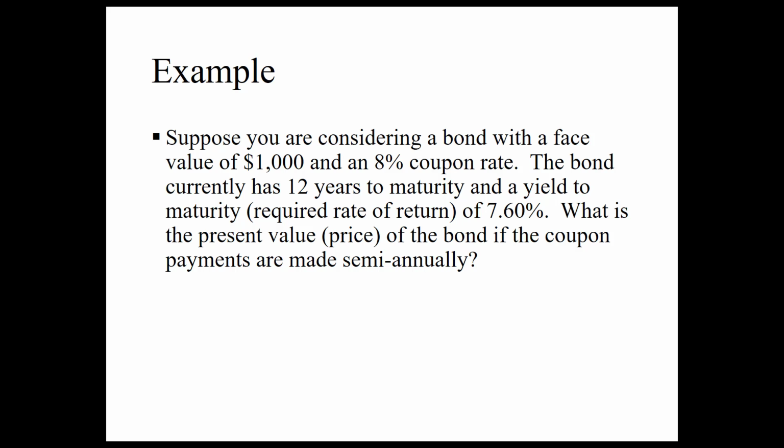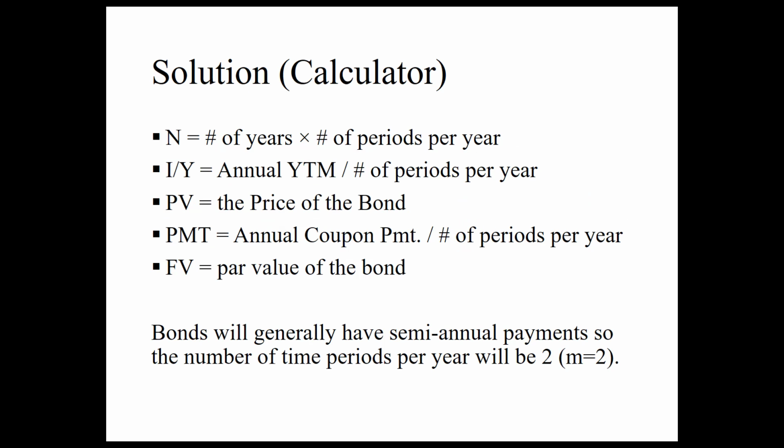And so our inputs for the calculator, our N is going to be the number of years times the number of time periods per year. Our interest rate or our yield is going to be our annual yield to maturity divided by the number of time periods per year. Our present value, that's what we're calculating. That's going to be the price or the value of the bond. Our payment, that is the annual coupon payment divided by the number of time periods per year. And our future value is the par value of the bond.